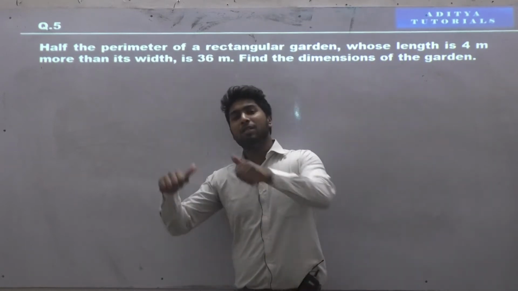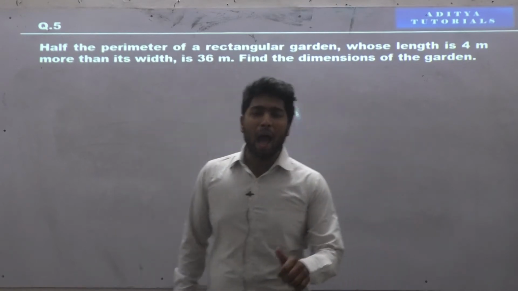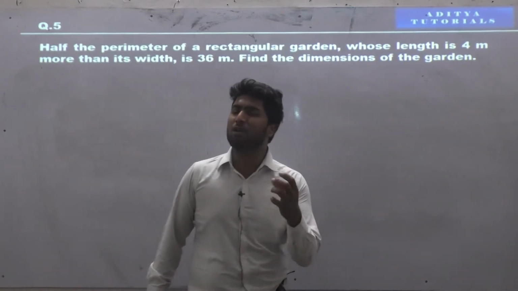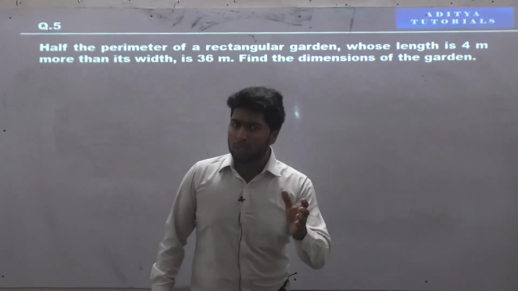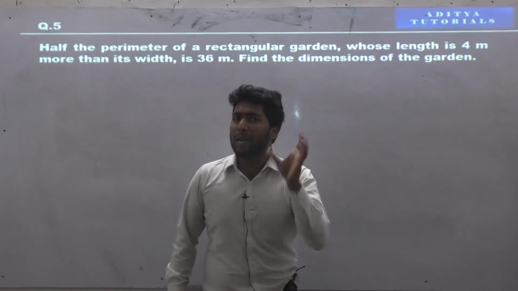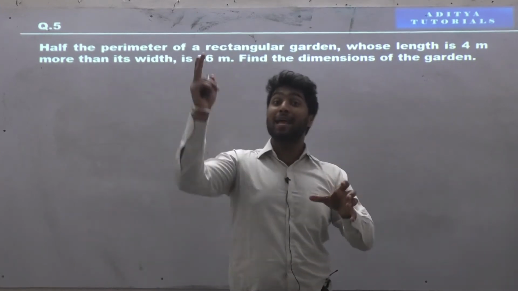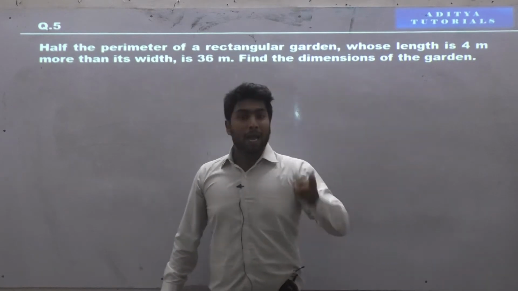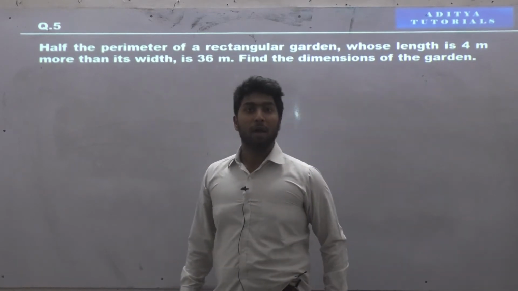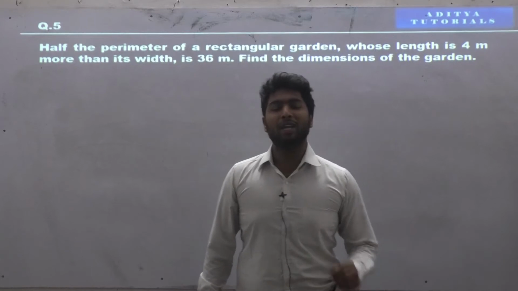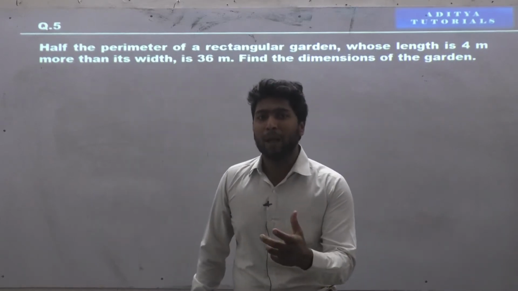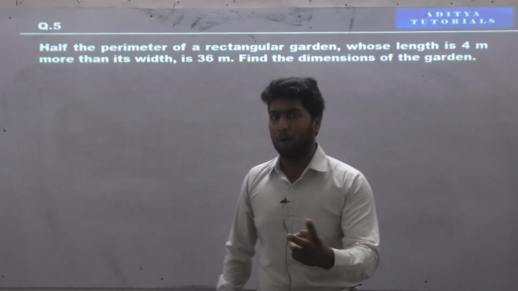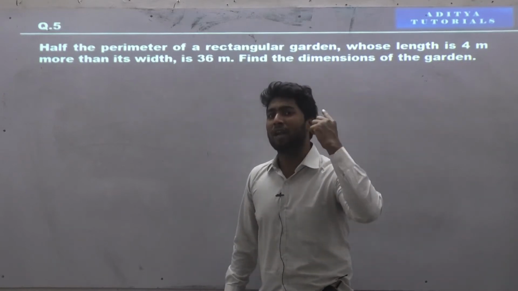Now, starting with this question, it's given that half the perimeter of a rectangular garden whose length is 4 meters more than its width is 36 meters. Find the dimension of the rectangular garden. Dimension means what? Length and breadth. Okay, now we need to find the length and we need to find the breadth.